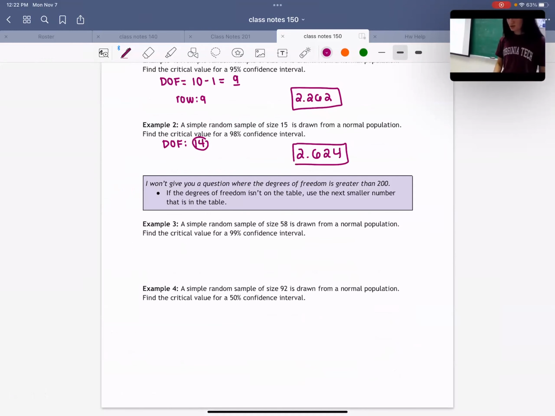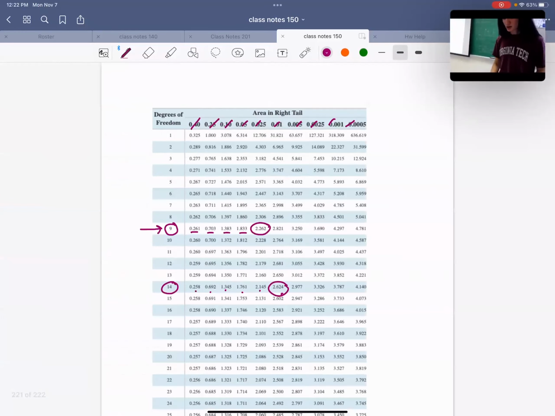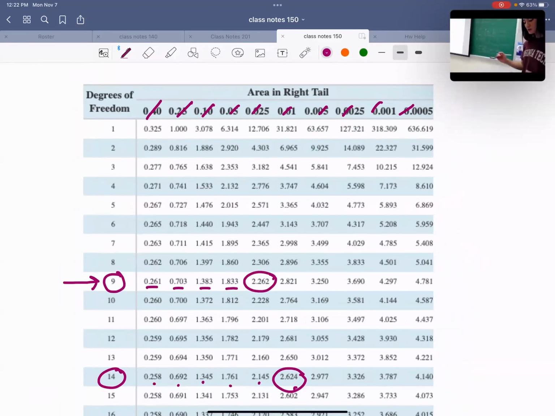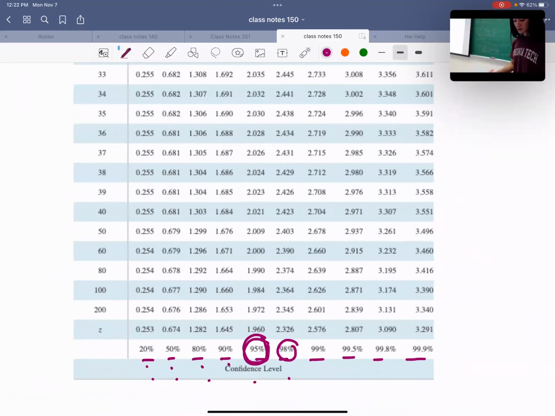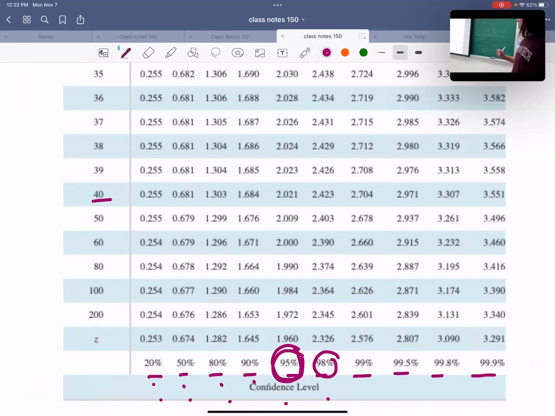Now, if you take a closer look at the chart, you'll see that the degrees of freedom go from 1, 2, 3, 4, all the way up to maybe 40. Once we hit 40, we don't have 41, we jump to 50. Then at 50, we jump to 60, and at 60, we jump all the way to 80. Then 80 goes to 100, and 100 goes all the way up to 200. So you're probably wondering, what do I do if I have like 82 degrees of freedom? There's no row to look at.